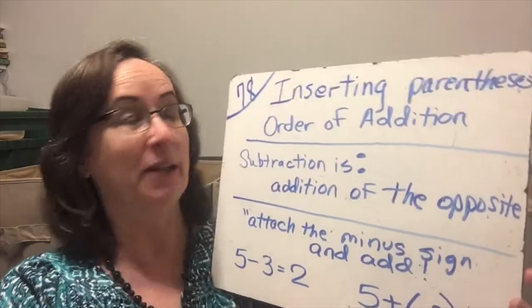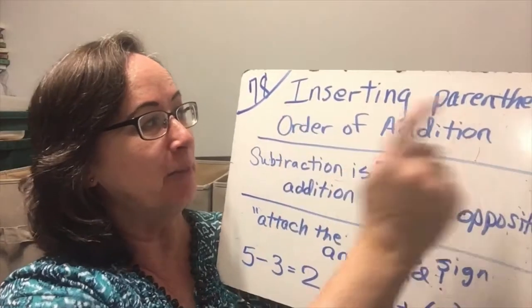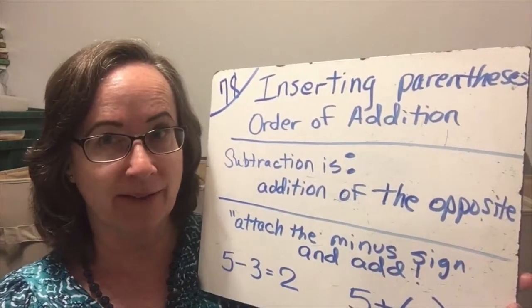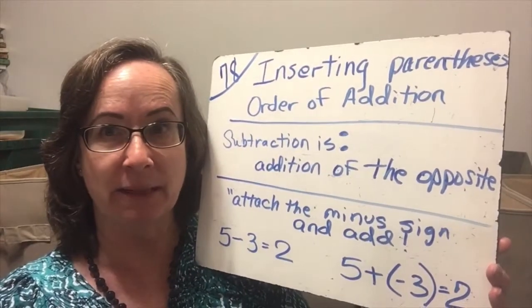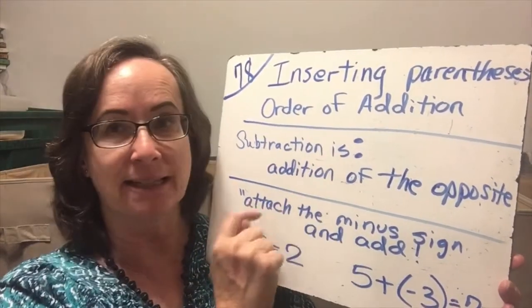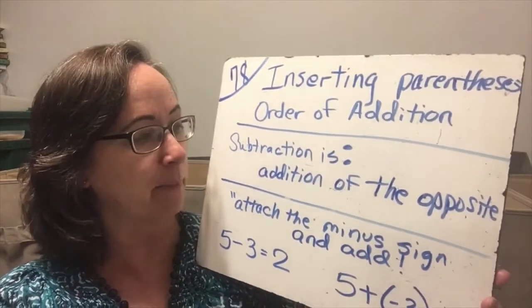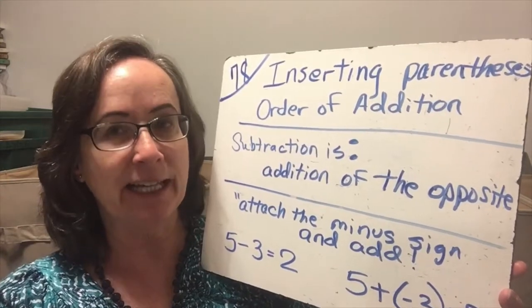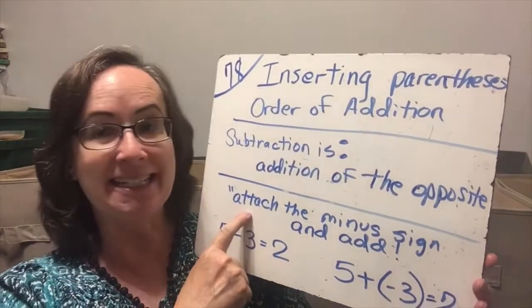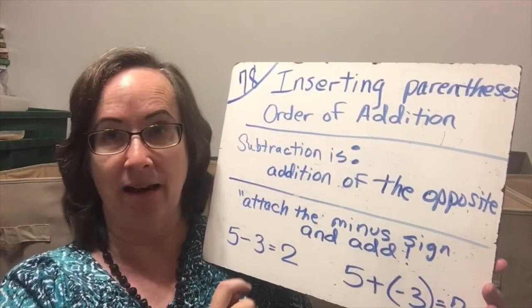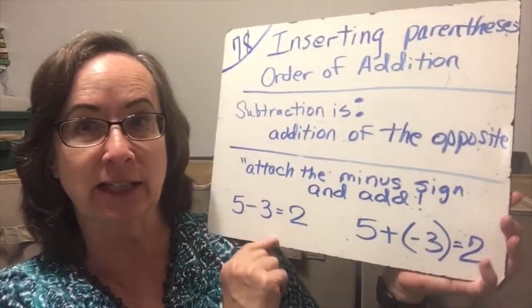Well, today we are here with lesson 78, and we're talking about inserting parentheses and the order of addition. So the first thing we want to learn, and I want you to commit this to memory: subtraction is addition of the opposite. Subtraction is addition of the opposite. That means, yes, we can change subtraction into addition by attaching the minus sign to the number behind it and then adding. So let's look at an example of this.